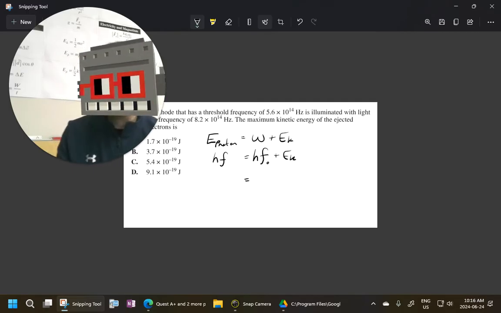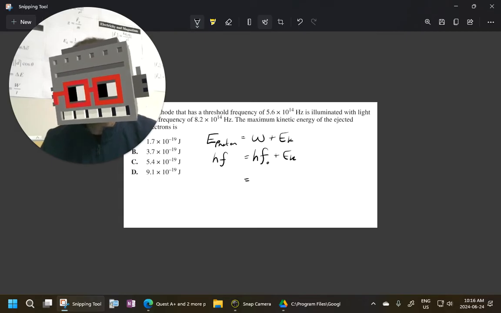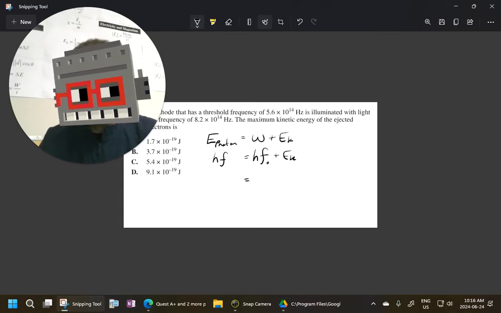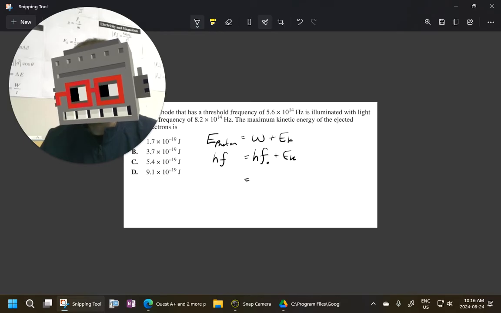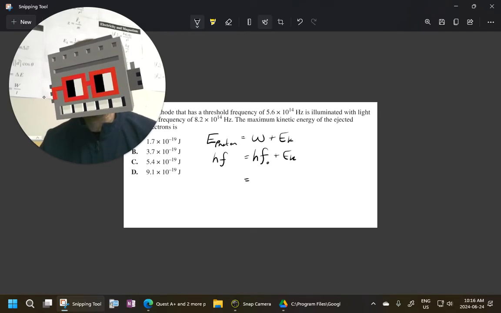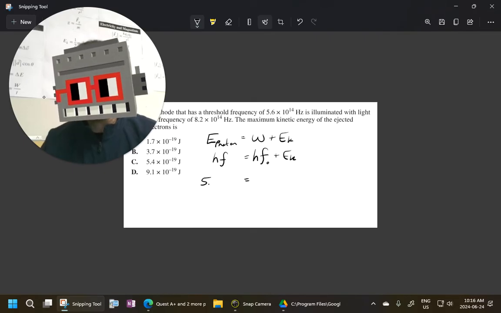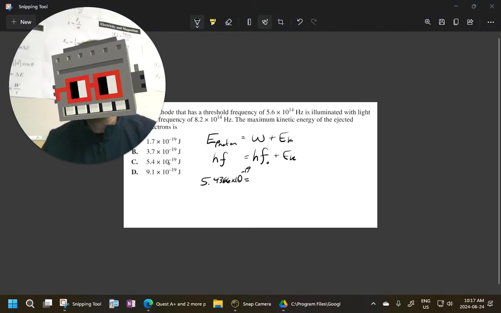So I want it in joules here, so we're going to use the 6.63 times 10 to the negative 34, times my frequency of my light. I'm just going to do the left side first. So over here I get 5.4366 times 10 to the negative 19. So I'll probably cross off C. Doesn't make any sense. It would be that one.